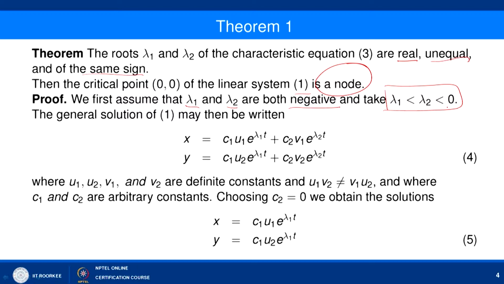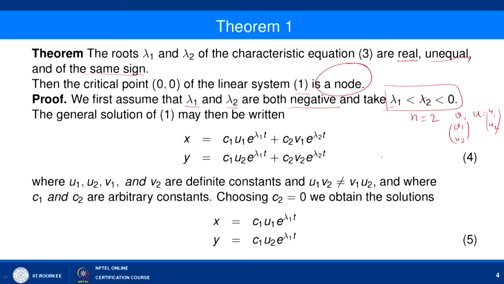Now, in this case the solution of 1 may be written as x equal to C1 u1 e to power lambda 1 t plus C2 v1 e to power lambda 2 t, and y as C1 u2 e to power lambda 1 t plus C2 v2 e to power lambda 2 t. In fact, when the dimension is 2 and we have two distinct eigenvalues, we have two distinct eigenvectors. This we have already done. So, let us call u and v the two eigenvectors, where u is given as u1 and u2, and v as v1 and v2.